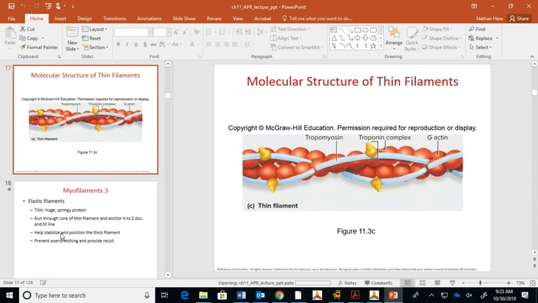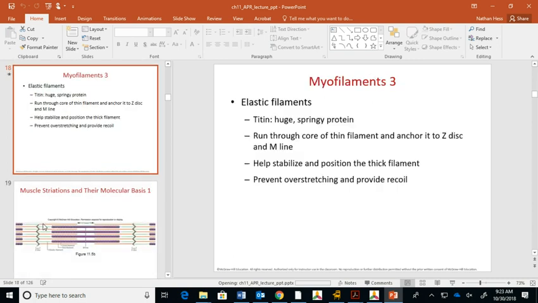Okay? So here's a close-up view of one of those thin filaments, the actin filaments. Again, the troponin and the tropomyosins that are wrapped around there. The third myofilament is called an elastic filament. Elastic meaning just what it sounds like, right? It's stretchy, it's springy. It helps hold the myosins in place and allows them to return back to their starting positions after they have contracted.